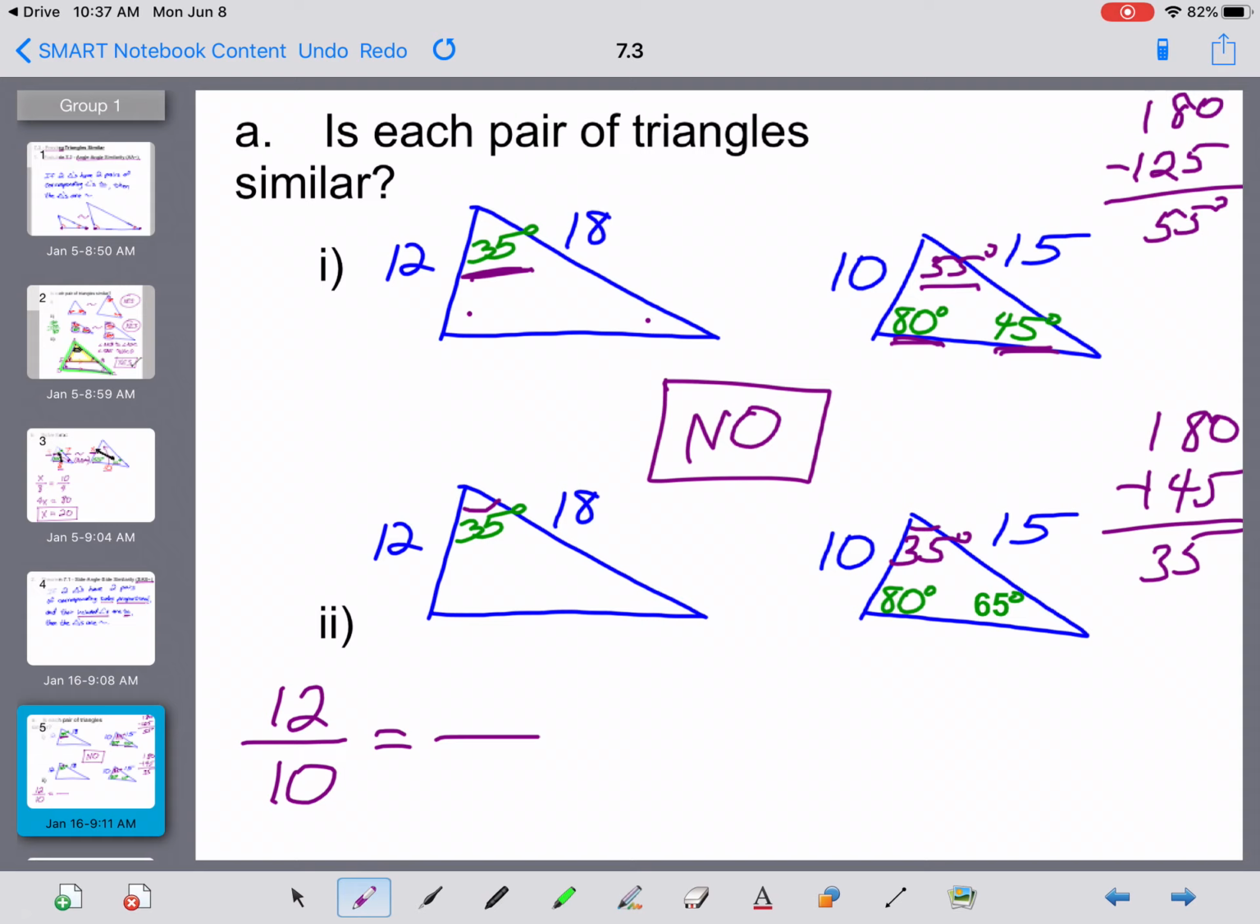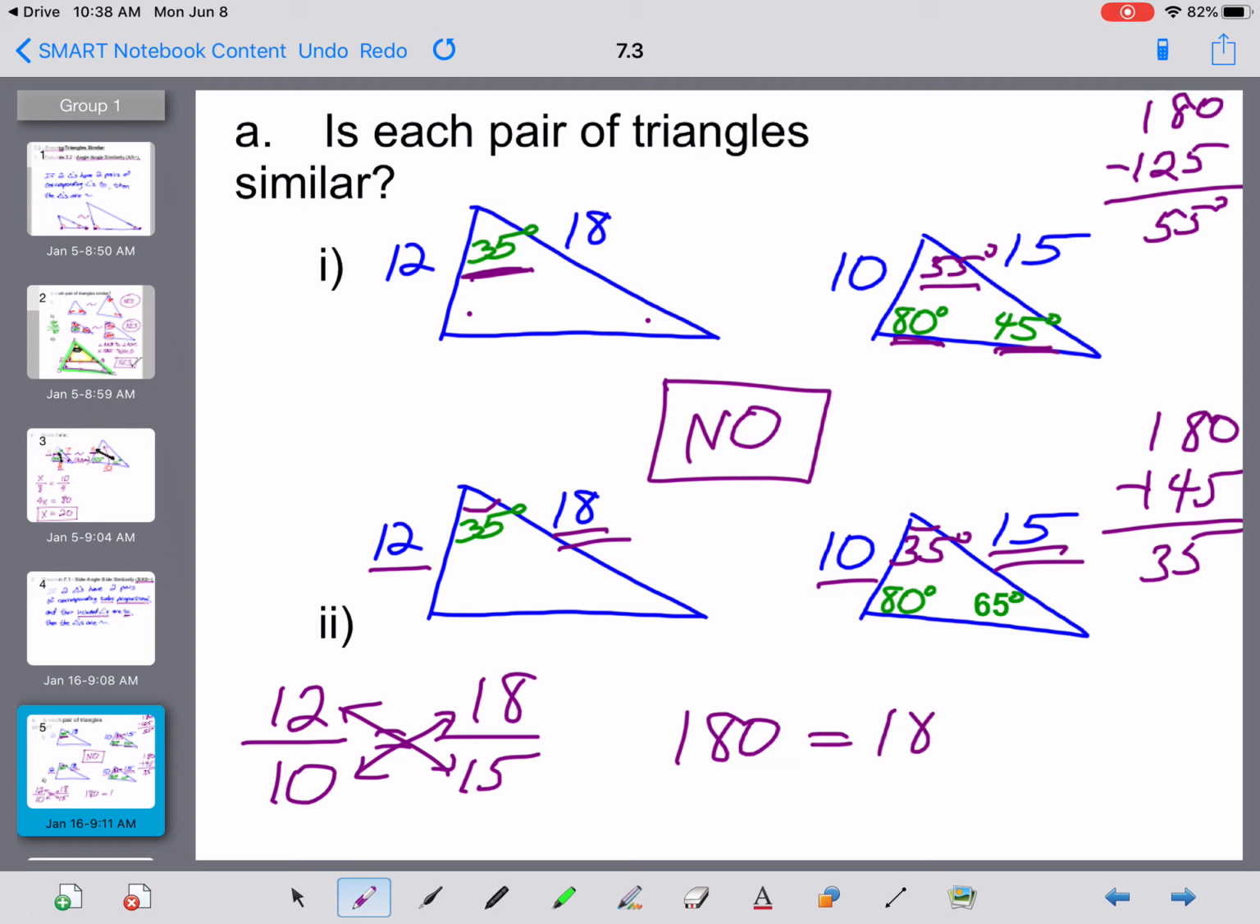If for no other reason, I know 12 is the shorter side on the left, 10 is the shorter side on the right. And now we'll do the longer sides. 18 on the left, the longer side, would have to correspond to the longer side on the right, which would be 15. So this is our proportion. Let's find out if it works. The 12 gets multiplied by the 15, and that's going to get you a product of 180. The 10 gets multiplied by the 18. That gets us 180 as well.